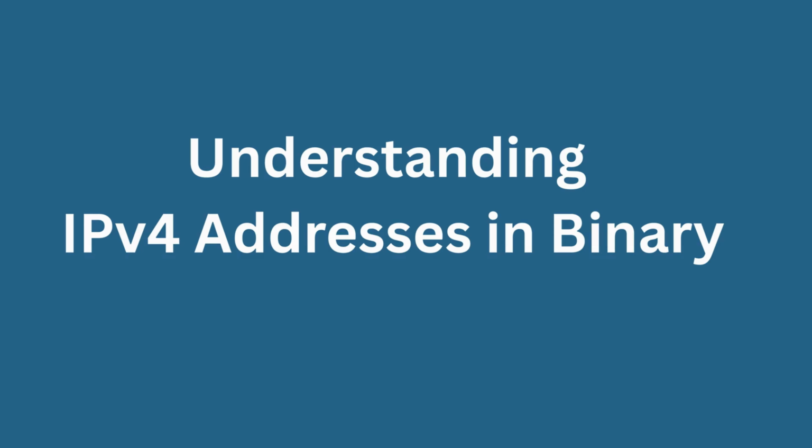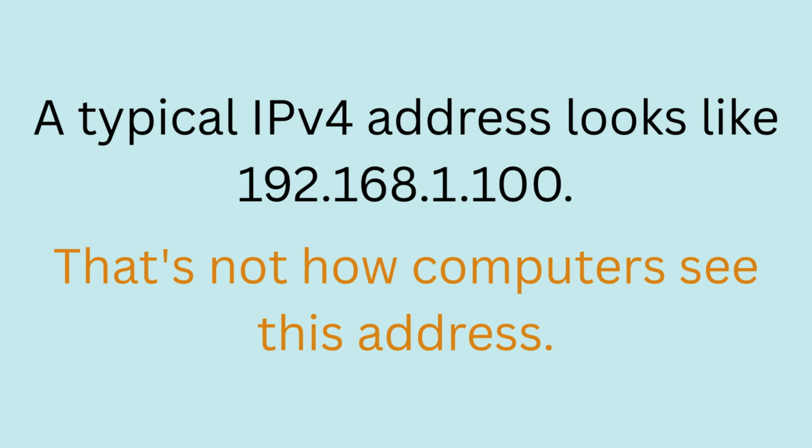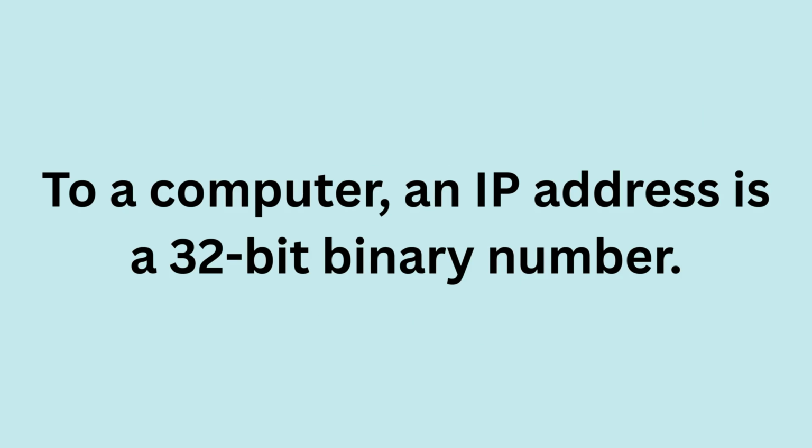So we're going to start with IPv4 addresses, which you've probably seen hundreds of times. A typical IPv4 address looks like 192.168.1.100, but a lot of people don't realize that that is not really how computers see that address. That dotted decimal format is just a human-friendly version. To a computer, an IP address is a 32-bit binary number.